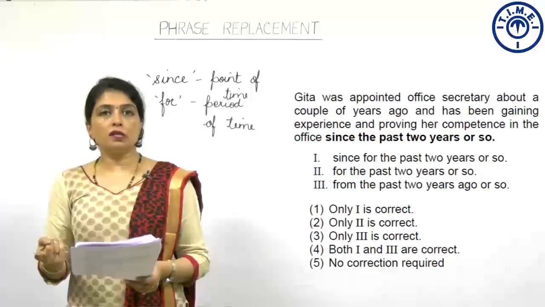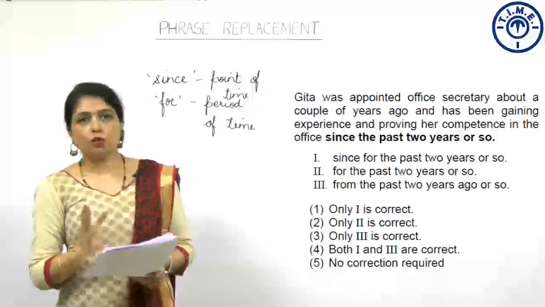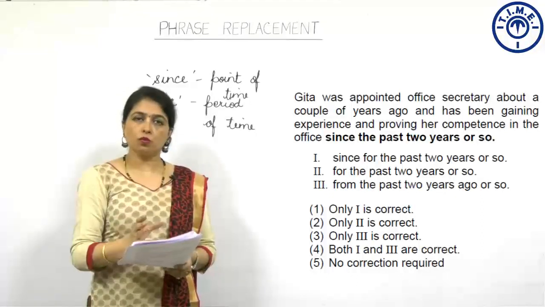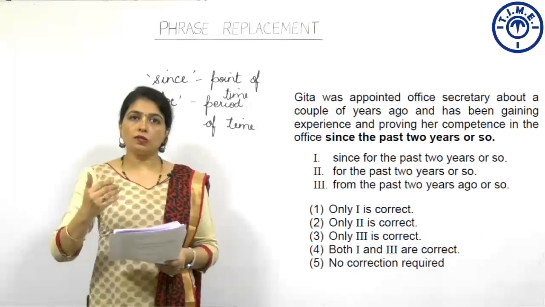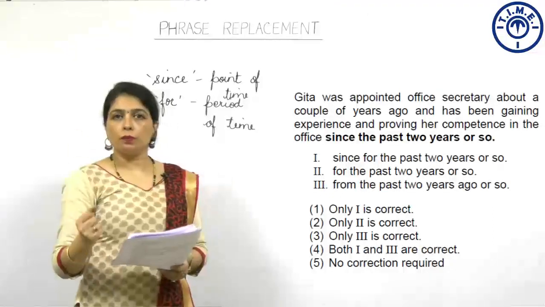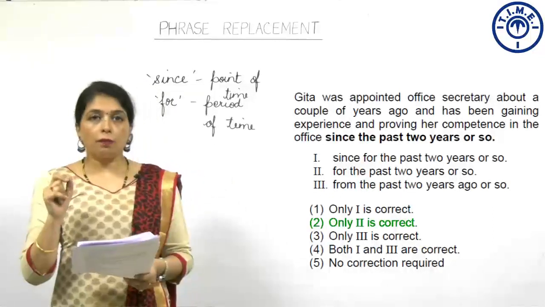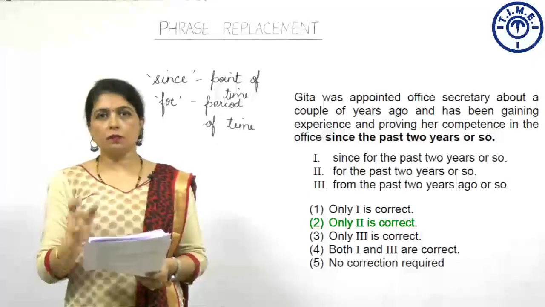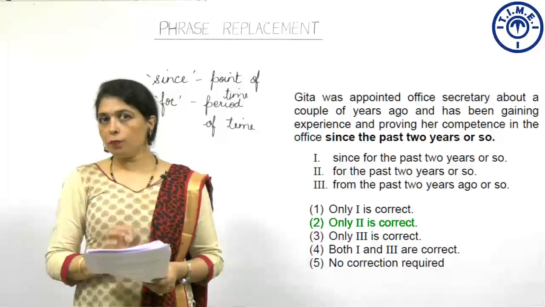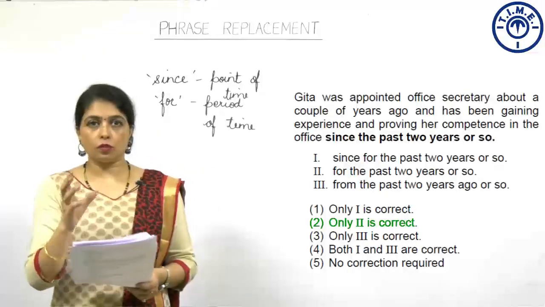"From the past 2 years or so" is also not correct, because we do not bring in "from." The preposition "from" is only used when we are talking about something continuing, and it needs to be paired or coupled with "to." So we mark 2 as the correct answer because it says only 2 is correct, as is the case. I hope this has dawned on you now.